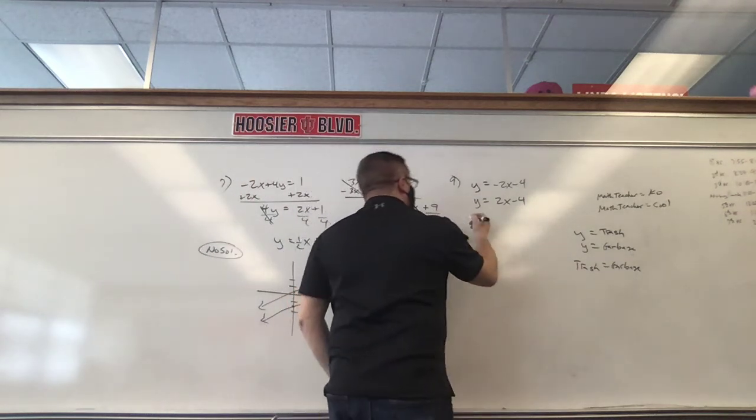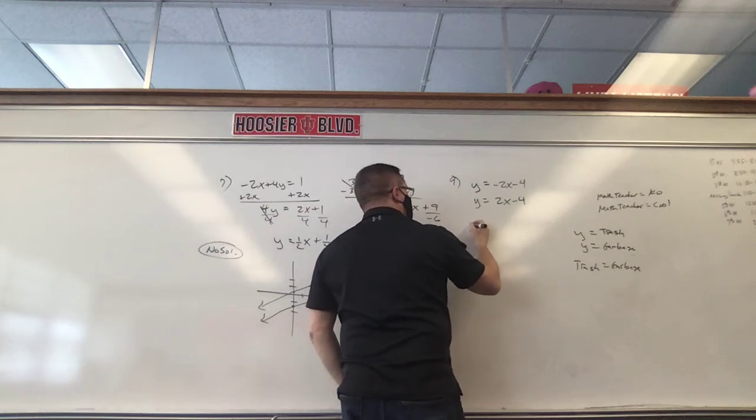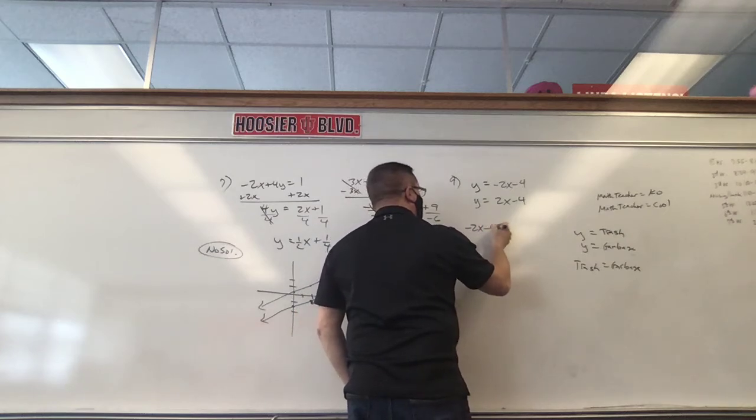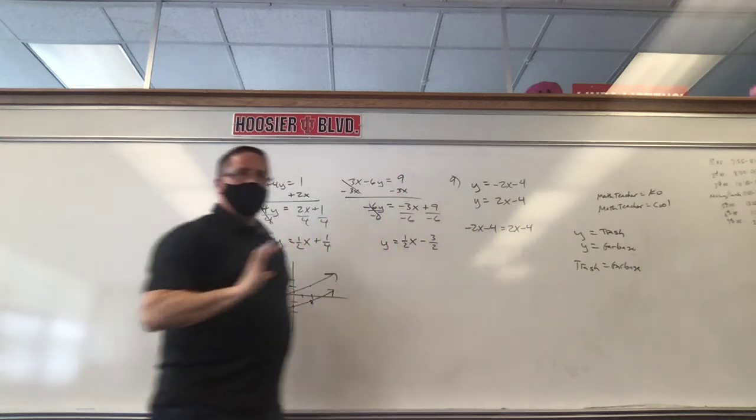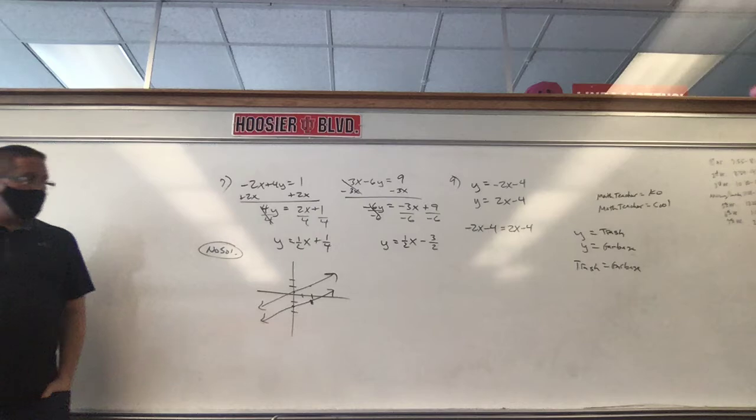Tell me what to write. Negative 2x minus 4 equals what? 2x minus 4. What did I not write? Y. I didn't write the y down.